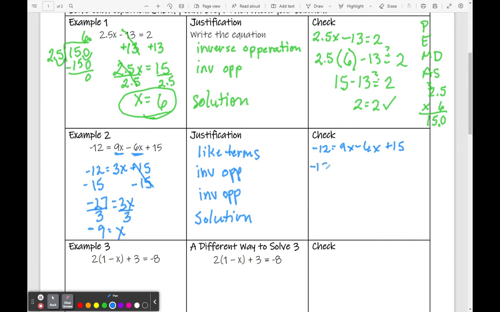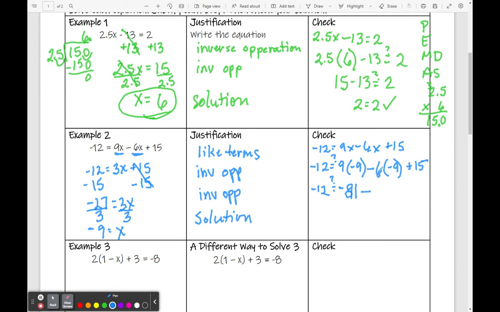So negative 12 equals 9 times negative 9 minus 6 times negative 9 plus 15. And I think that's correct, so I'm going to put my question mark. Negative 12 doesn't do anything yet. I need to simplify it over here on the right. I don't have parentheses because really what we're seeing here is multiplication. I don't have exponents, so let's go ahead with 9 times a negative 9. Positive times negative is a negative. 9 times 9 is 81.